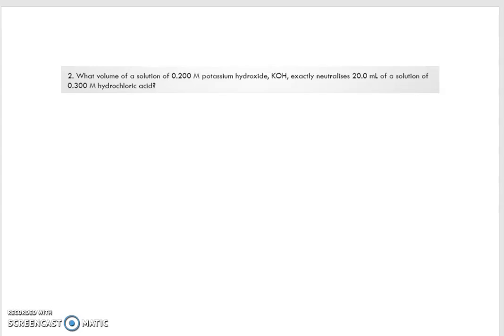So what volume of a solution of potassium hydroxide will exactly neutralize 20 mils of hydrochloric acid? All right, so we've got potassium hydroxide reacting with hydrochloric acid, and we're going to have a salt being formed and water. So we just check that's balanced, which it is, and that's all good.